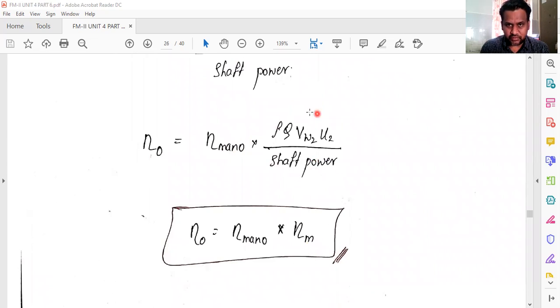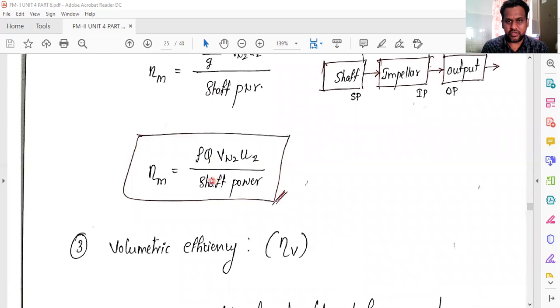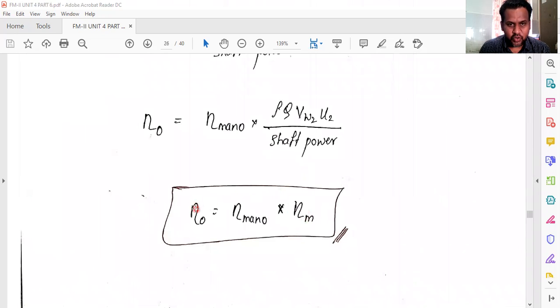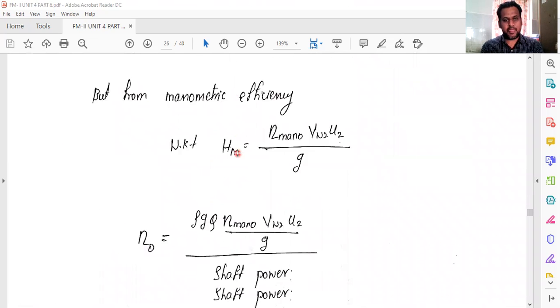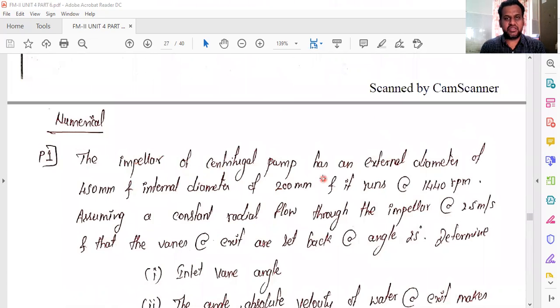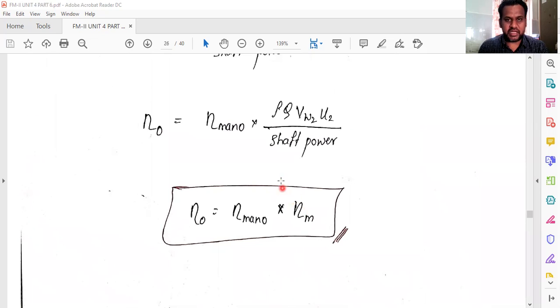But if you see this one, that is rho into Q into VW2 U2 divided by shaft power. If you go back, rho into Q into VW2 U2 divided by shaft power is nothing but mechanical efficiency. So you just write this is mechanical efficiency. That means overall efficiency is nothing but manometric efficiency into mechanical efficiency. Did you understand? So this is about overall efficiency. These are the formulas, no derivation, just remember these formulas directly. In the next class, we'll start with the numericals based on centrifugal pumps, efficiency, work done, all those things. Okay? Hope you understood this class.